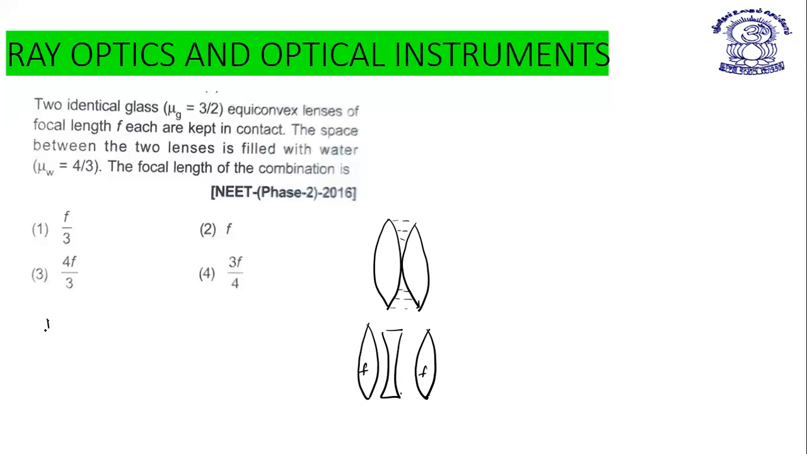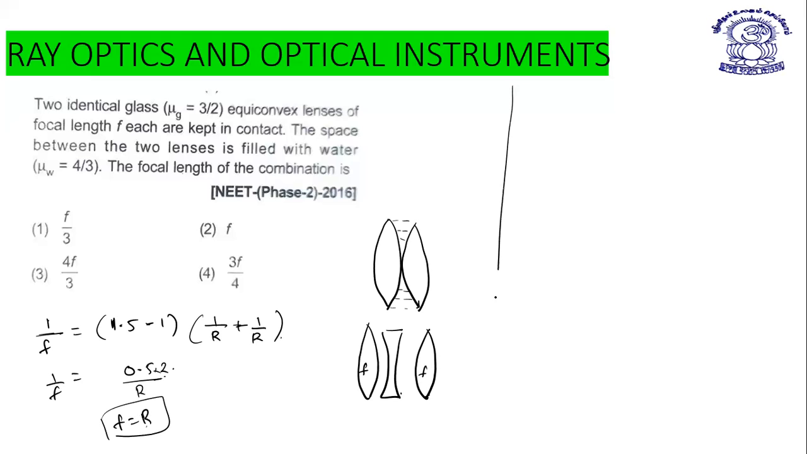So we can write, by using Lensmaker's formula, 1 by f is equal to (refractive index 1.5 minus 1) into (1 upon r plus 1 upon r). That is, 1 by f is equal to 0.5 divided by r by 2. So we can write f is equal to r.